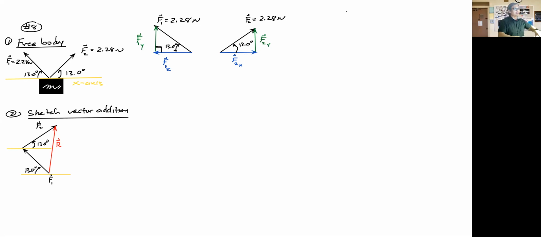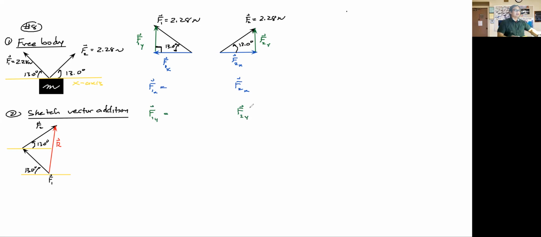So there it is. In order to do the algebra to add these two vectors together, we need these two right triangles. Again, for however many vectors you have to add together, you're going to draw that many right triangles. At this point, we can use the trig that we know to find the X components of each of these vectors, and we can also use the trig to find the Y components of each of these vectors.